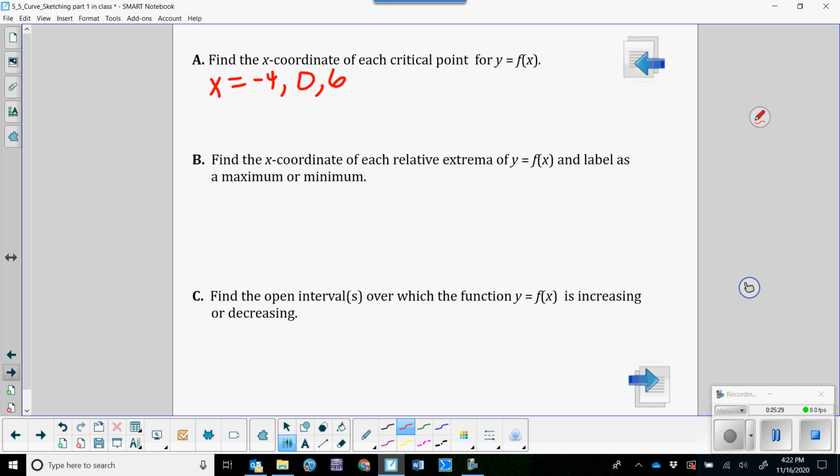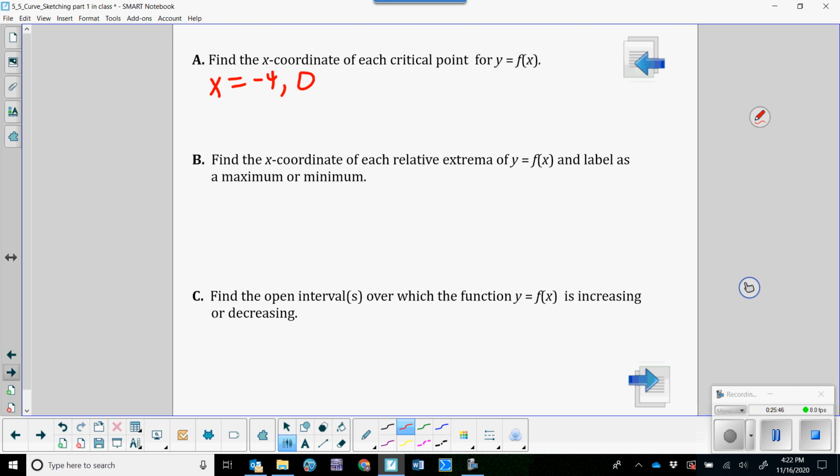We're only supposed to answer the values that are in the open interval, so we're not going to count 6. So 6 is not going to be a critical point, which makes sense, right, because it's an endpoint, so you can't change from positive to negative or vice versa on an endpoint because there's not another side.